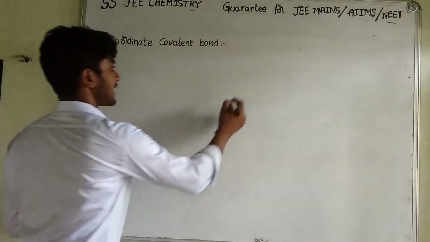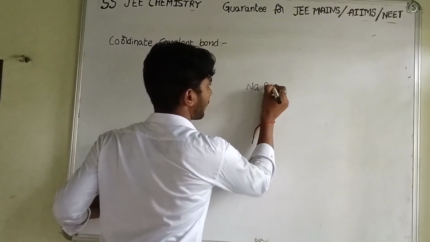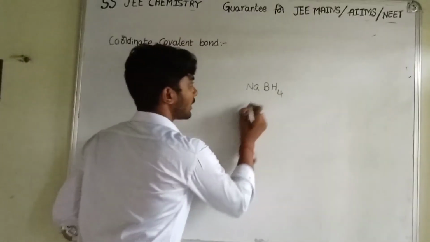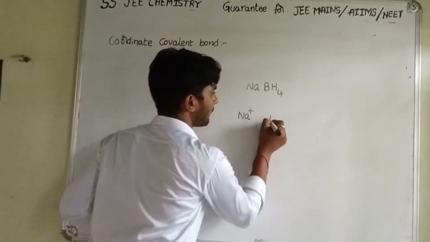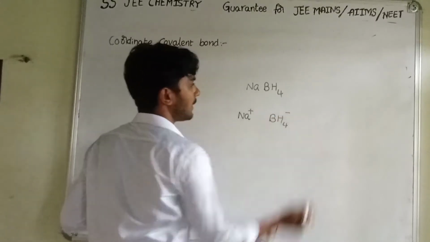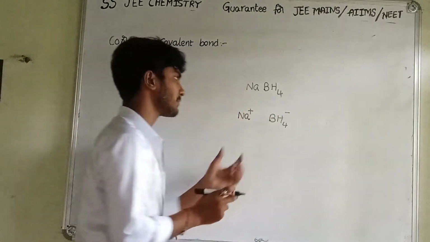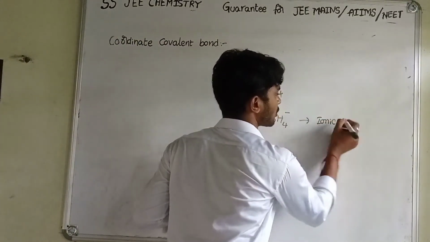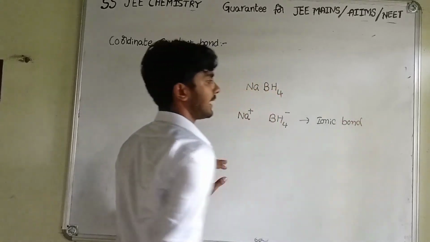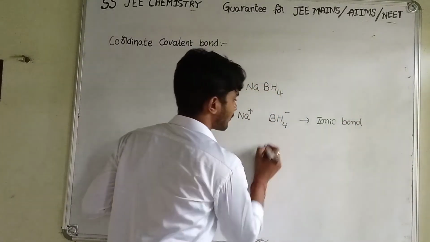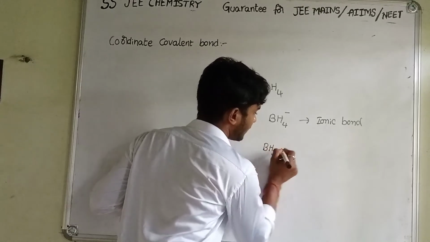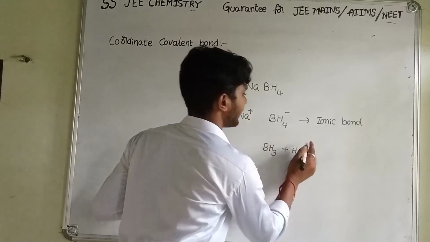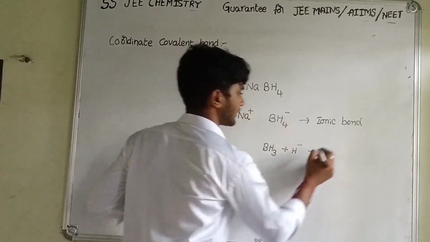Next, NaBH4 is an example. If you consider NaBH4, how is it divided? Na plus and BH4 minus. There is an attraction between the positive charge and negative charge, so it is called an ionic bond. Next, BH4 minus is BH3 plus H minus. BH3 plus H minus gives rise to BH4 minus.